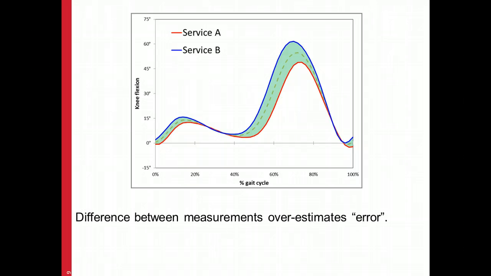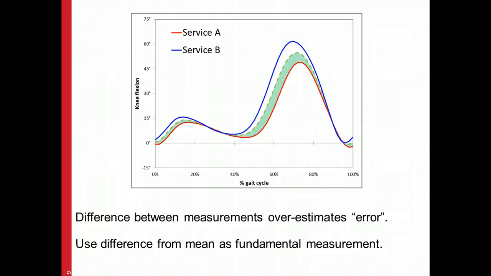So you can see from this that the difference between the measurements overestimates the error. And I'm going to suggest that we use the difference from the mean as the fundamental measurement. The other thing that's very useful about this technique is it allows us to compare more than two labs sensibly without getting thrown into a series of pairwise comparisons that can get quite messy.